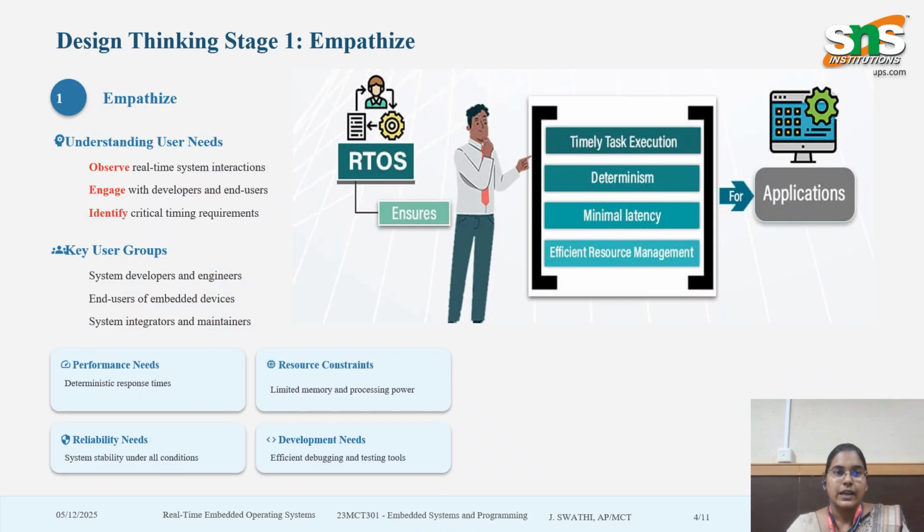Next is empathize: understanding the user needs. First, why we go for RTOS is to ensure that the requirements of the real-time world are met: timely task execution, deterministic minimal latency, and efficient resource use. These have to be attained by the RTOS. And where we have to focus is performance, resource constraints, reliability needs and development needs. So these are the four areas we have to focus on.